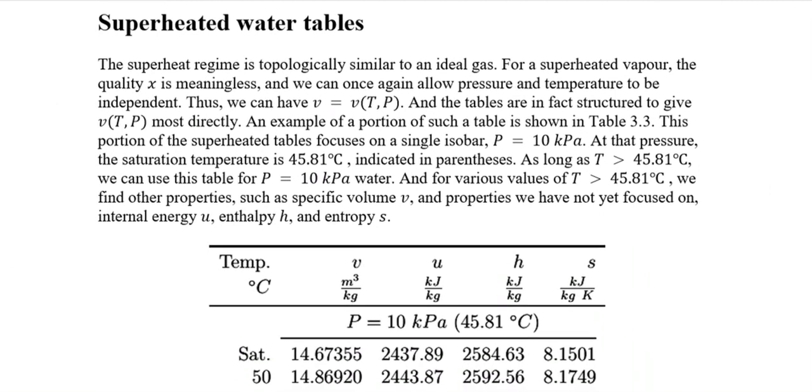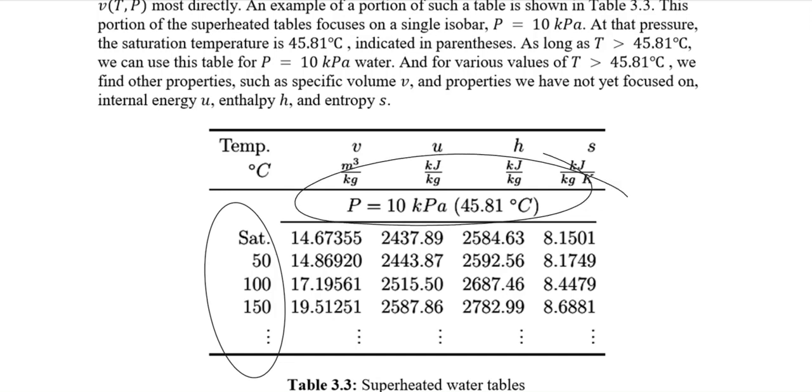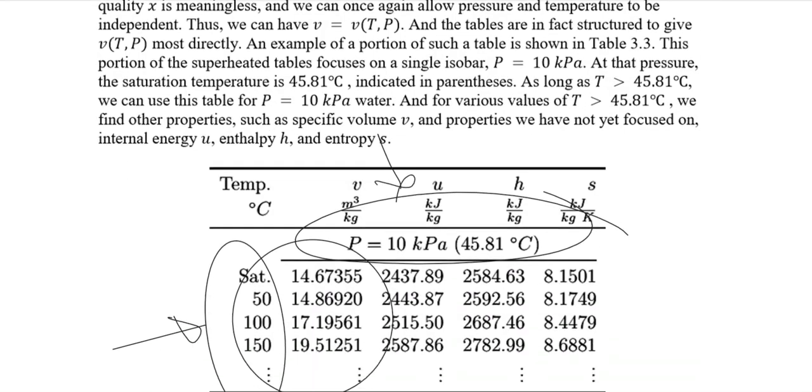Moving towards the superheated condition. Now in a superheated condition, the temperature and the pressure are independent. So on the column side we would have temperature, and on the row side we would have pressure, with a different table for each. If we are given the temperature and the pressure, we would need to find the volume, internal energy, enthalpy, or entropy, which we will talk about in our next few lectures. So this is our superheated water table.